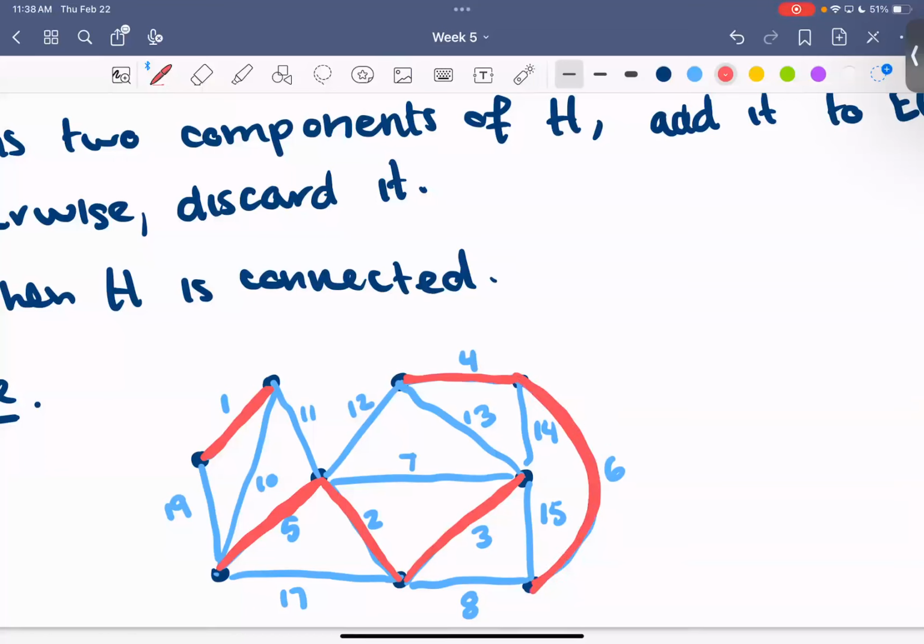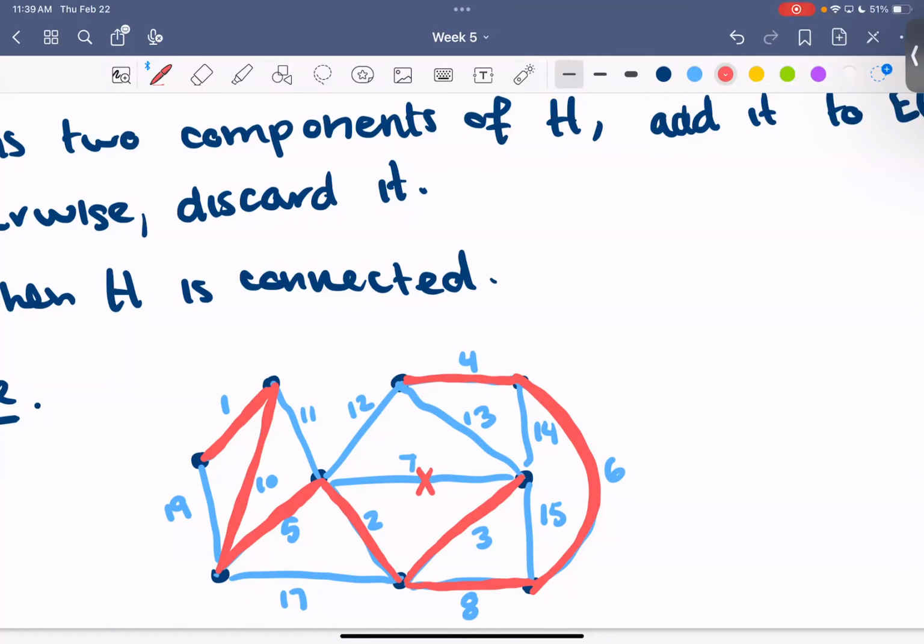Okay, so the edge labeled 7, if I added this to my spanning tree, it wouldn't be a tree any longer. So I'm not going to add this one, and we'll cross that out. Then 8 is the next one. There wasn't a 9, and here's 10. It looks like now we have a spanning tree, so we're done. Okay, so that was Kruskal's algorithm.